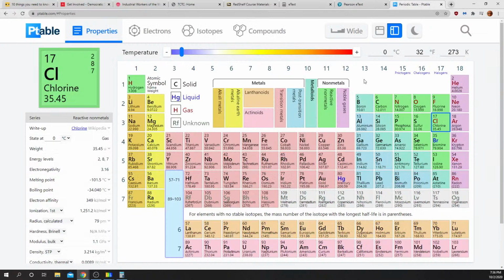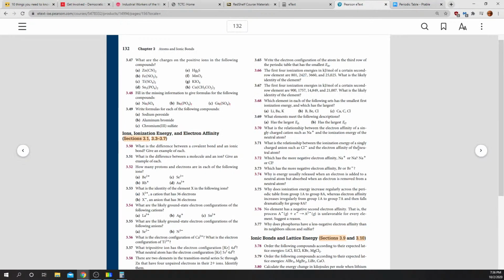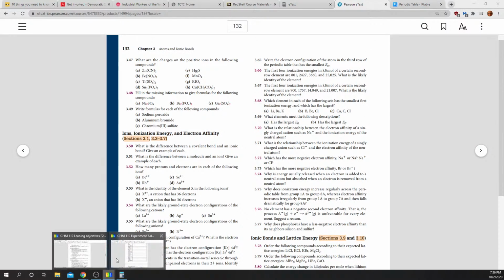Calcium, carbon, and chlorine. Calcium is definitely the lowest, and I'm still going to say chlorine is the highest. All right. Who is next?